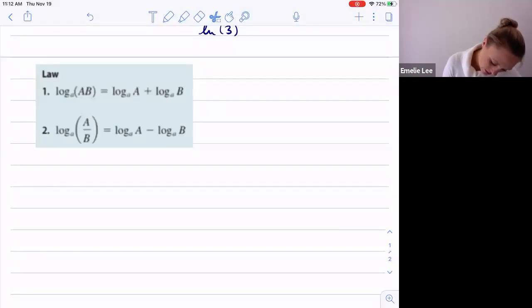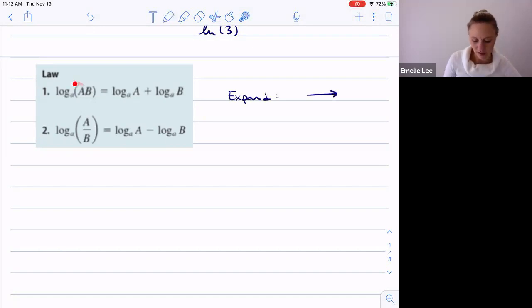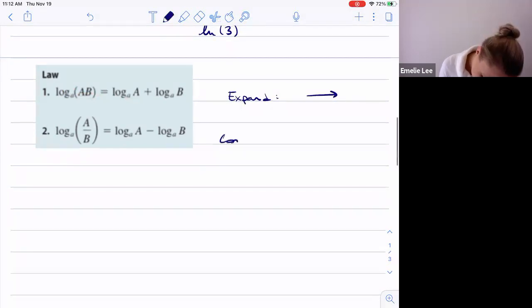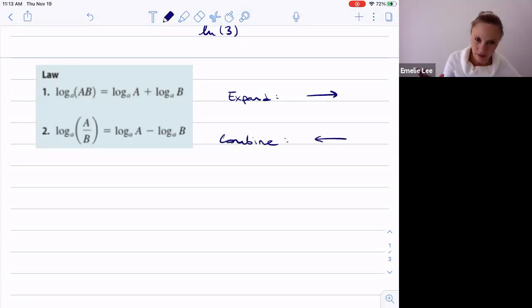So if you want to expand, then you go from the left to the right. Right, so here I'm making this bigger, so I'm expanding, going from the left to the right. And if I want to combine, then I move from the right to the left. Right, so it just depends on if I want to expand or if I want to combine these terms.